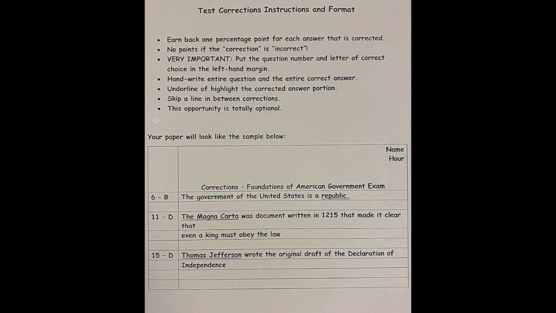And the final part is that this opportunity is totally optional. I don't know why you wouldn't want to do it, but it is certainly a way to get free points. Your paper would look like this, all right? What you're going to send me is going to look like this bottom area. Make sure you put your name and your hour, 3A, on here, and do all the test corrections for every single question that you got wrong. And if you have any questions, of course, email me and let me know.